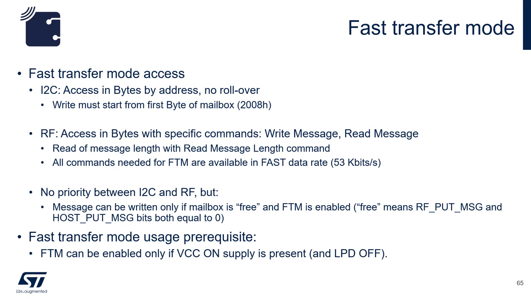to access the fast transfer mode are also available in fast data rate, which is around 53 kbits per second. There is also no priority between I2C and RF. And as you know, it's more or less first come, first served. That means if the mailbox is free or available, either the I2C or RF can access it. Of course, as we discussed earlier, fast transfer mode requires power to operate.